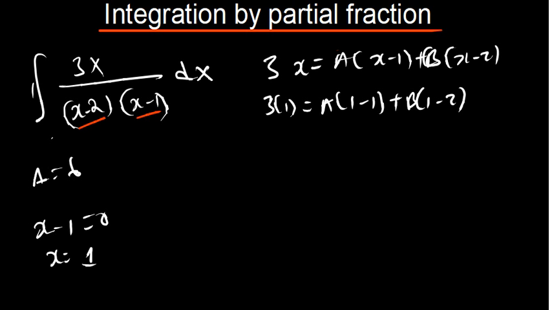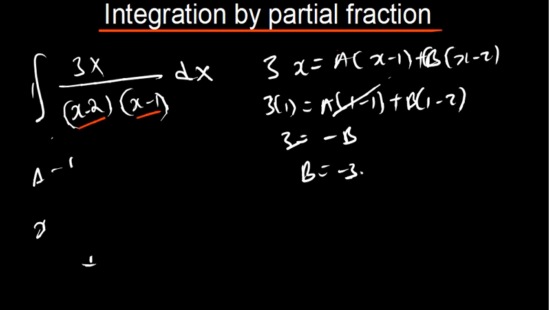So as you can see, this part is going to be cancelled. It's going to be 0. So we're going to have 3 is equal to negative b. So therefore b is going to be equal to negative 3. So those are the values: a is 6, b is negative 3. Then I'll go there now and plug in the values. Remember, we have a is equal to 6, b is equal to negative 3.